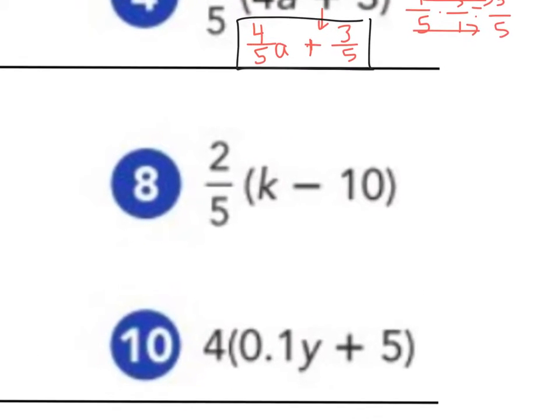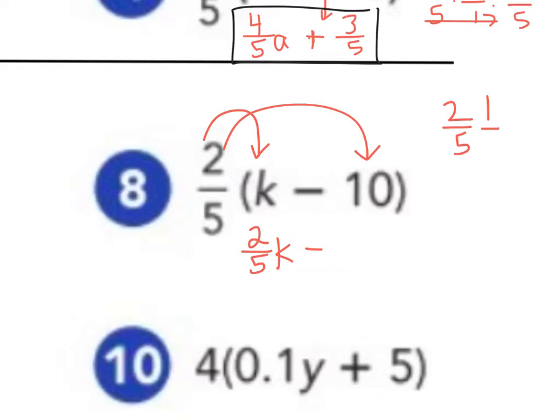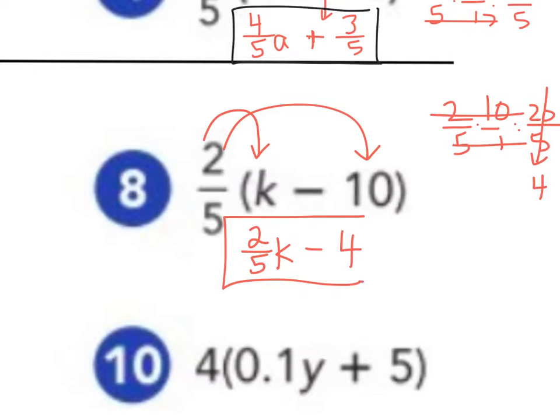Okay, let's look at this one. 2/5 times k, that's easy, that's 2/5 k. Minus 2/5 times 10. I'm going to work it on the side, times 10 over 1, 20 over 5. 20 divided by 5 is 4, so that would just be 4. Final answer.